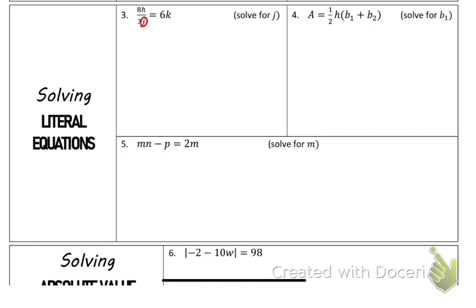So I don't care that the J is trapped in here. If I want to get rid of this fraction, I need to multiply everything by this denominator, which is 3J. So I need to multiply both sides by 3J. I'm just going to tell myself I'm multiplying everything by 3J. This 3J will cancel out with this 3J, leaving me with just 8H on this side. On the other side, I'll have 3J times 6K, which will be 3 times 6, which is 18KJ.